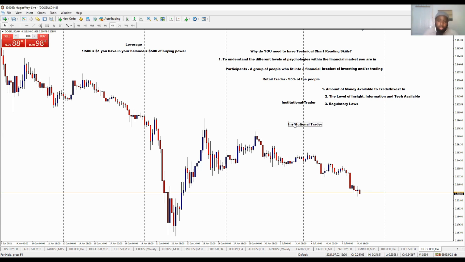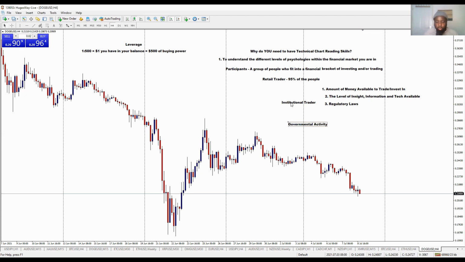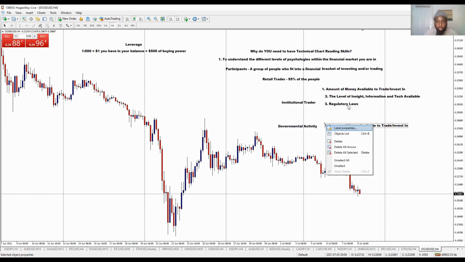Now, the final level here is the governmental level. I don't want to call it governmental trader, so I'll just call it governmental sponsorship or governmental activity. In between these layers, we could separate these institutions into different types: large businesses, Fortune 500 companies, so many different things. But what separates the governmental level again is, number one, money available to invest in, because on the governmental level they're connected to central banks, so they can print money out of thin air.